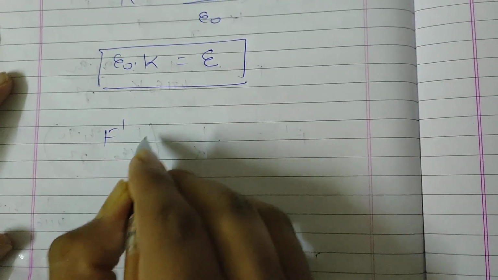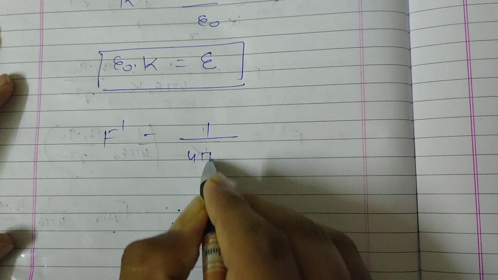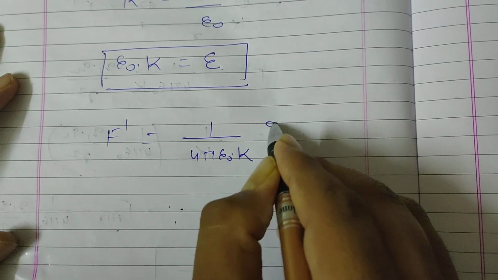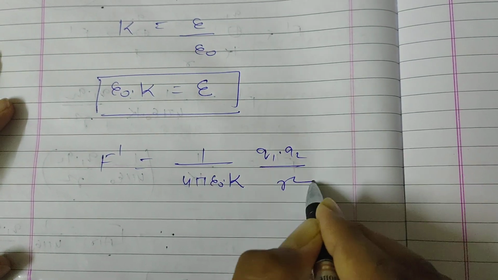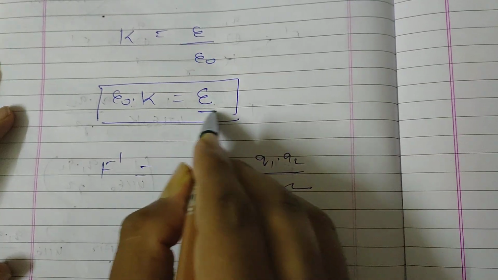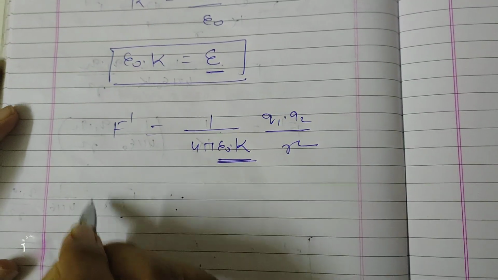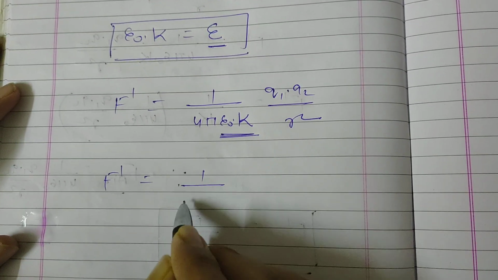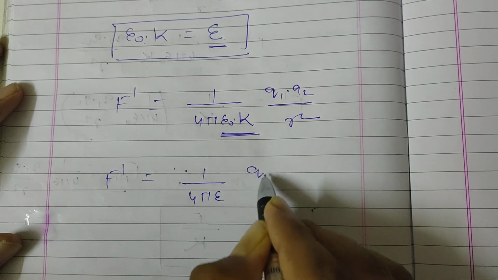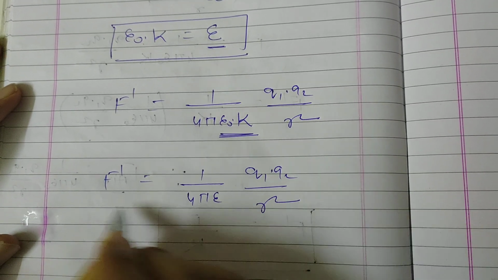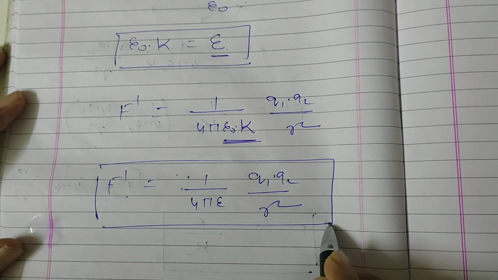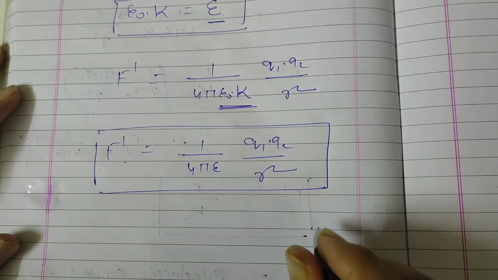As we know, F dash equals 1 upon 4 pi epsilon naught into capital K q1 q2 by r square. At this place, can we put epsilon? Yes. So F dash equals 1 by 4 pi epsilon q1 q2 by r square, and that is the formula of electric force for dielectric medium. That's it.